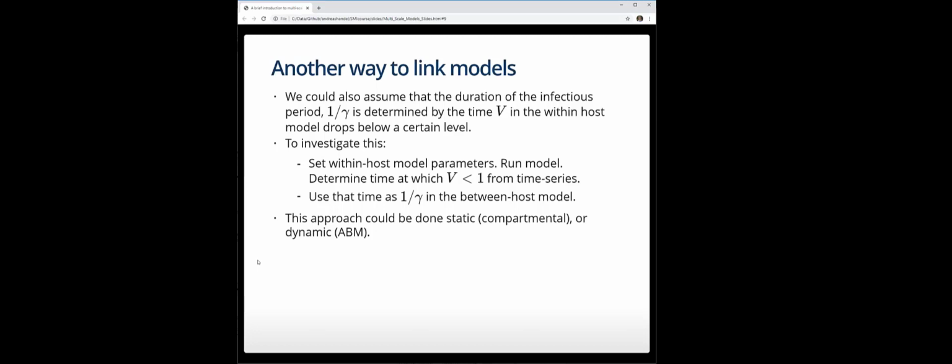So here's an example of what kind of questions you can answer when you link those models that you cannot if you just have a single scale. You could answer a question like, does an increased rate of virus infecting uninfected cells lead to more spread of virus at the population level?